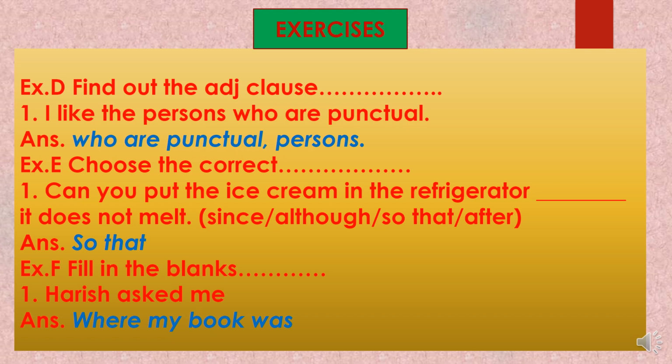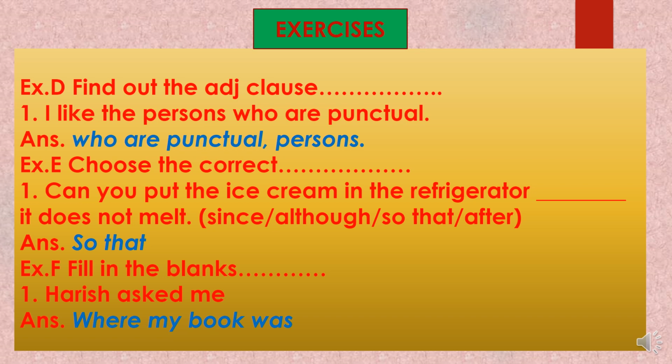Second one also, see: dash, the team played well, it could not win the match. In brackets we have before, although, since and because. So, "Although the team played well, it could not win the match." So although will come here. Similarly, you will do the other parts.